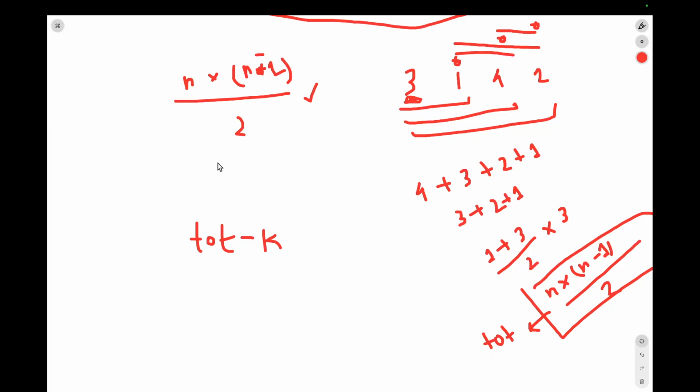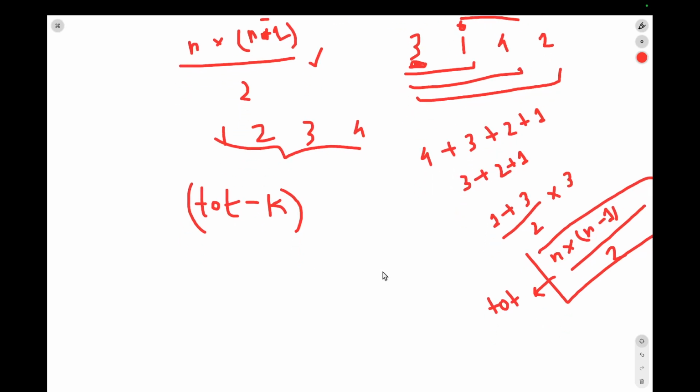That means the array should be in increasing order. That means there is no such pair in that array such that p of i is greater than p of j. So that will be just a normal increasing array. So the number of normal increasing arrays that should be present is total minus k.